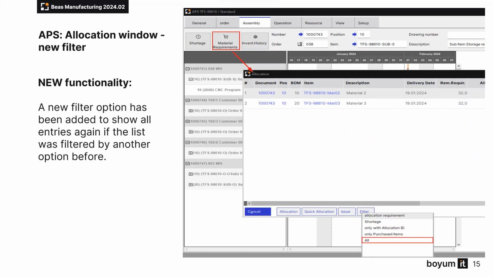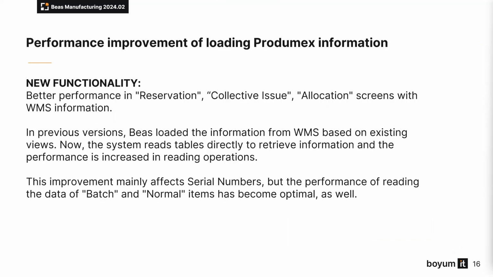In the APS allocation window, a new filter option has been added to show all entries again if the list was filtered by another option before. As part of our WMS integration, we have improved the performance of loading Produmex information. This results in better performance in reservation, collective issue, allocation screens with WMS information.